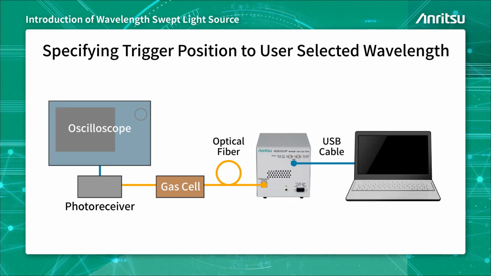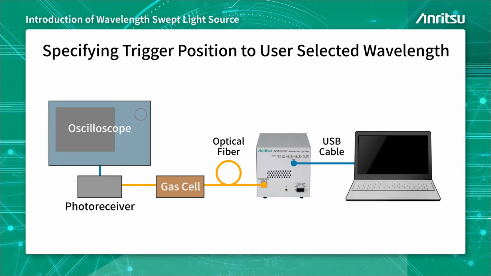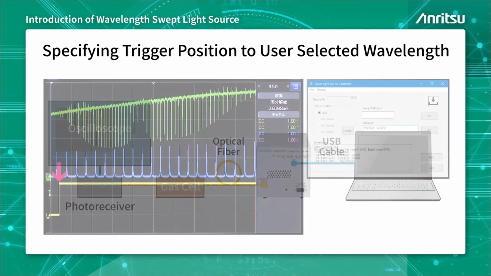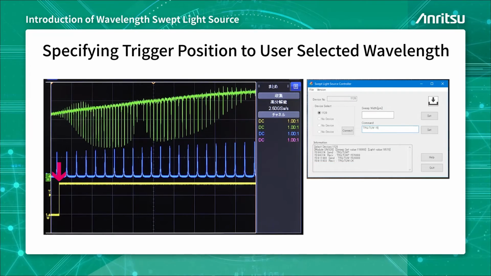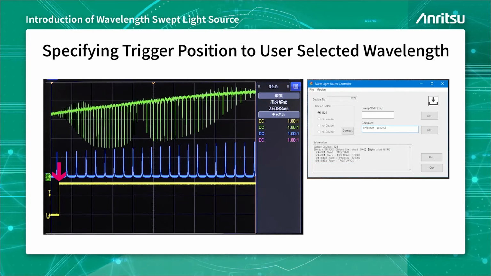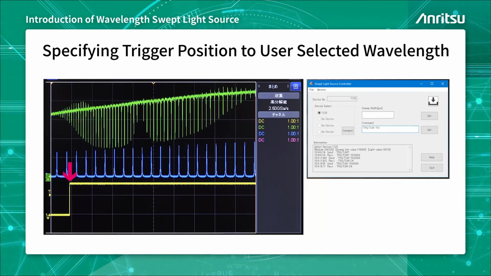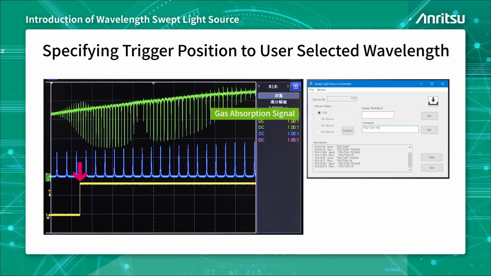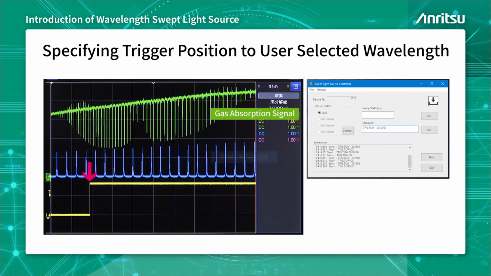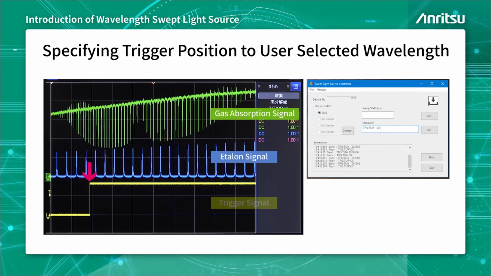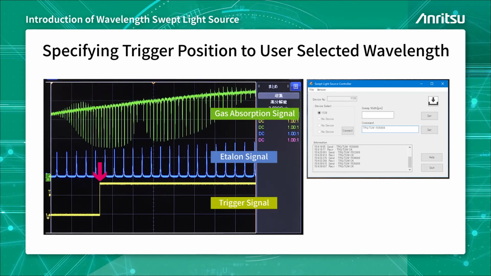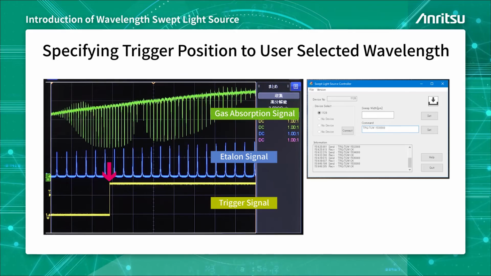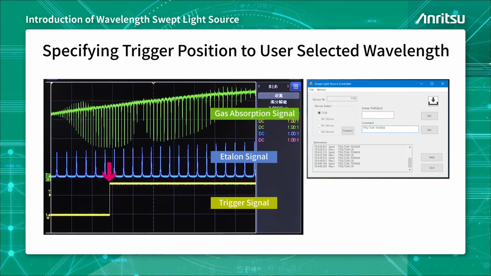How do you specify the trigger timing with our light source? It is very simple. You can set the trigger timing precisely at a wavelength. What you see is the observation with the oscilloscope. The lines from the top are of gas absorption signal from photodetector, of etalon signals, and of trigger signal from our light source. Entering on your PC a wavelength value, the trigger signal rises at the specified wavelength.